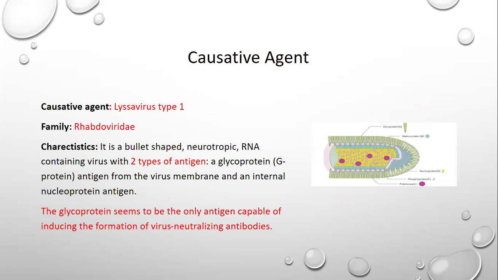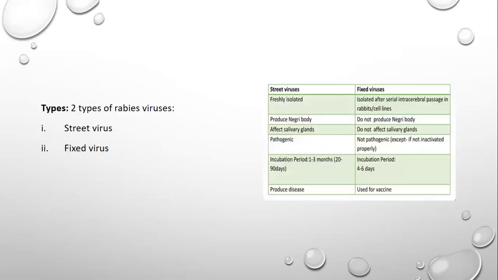The causative agent is Lyssavirus type 1 from the Rhabdoviridae family. It is a bullet-shaped neurotropic RNA-containing virus with two types of antigen: a glycoprotein G antigen from the virus membrane and an internal nucleoprotein antigen. The glycoprotein seems to be the only antigen capable of inducing the formation of virus-neutralizing antibodies.